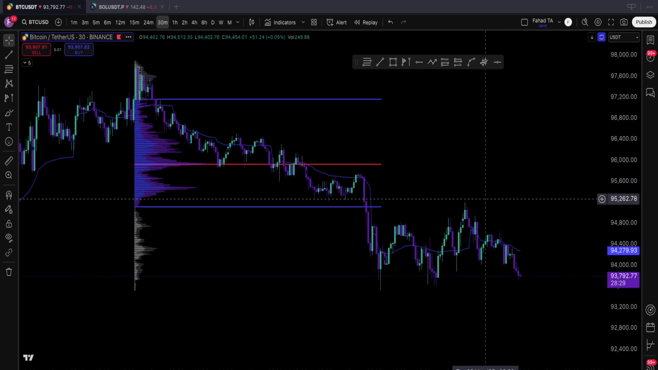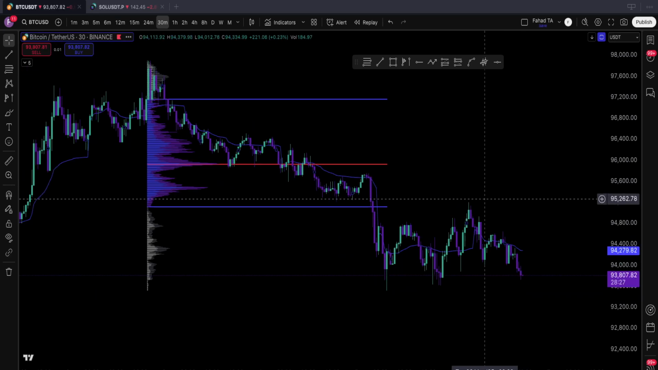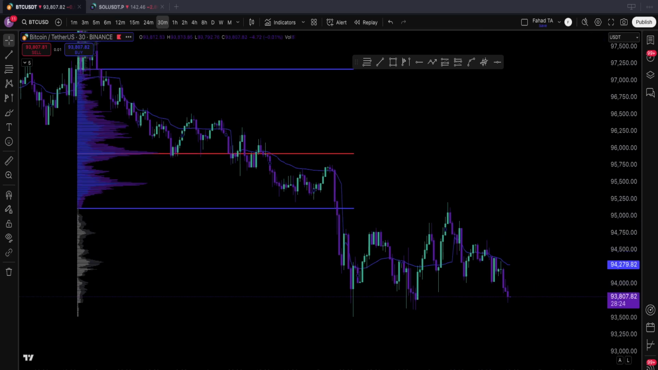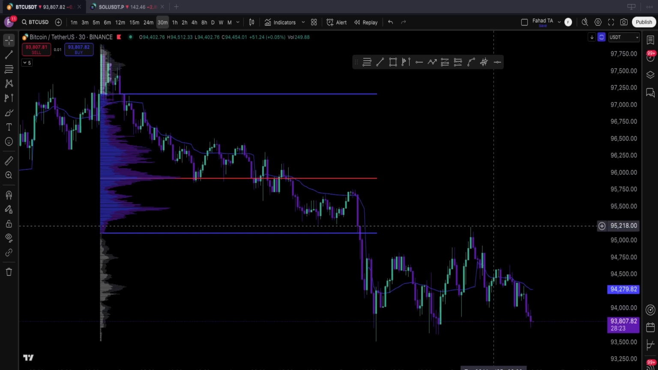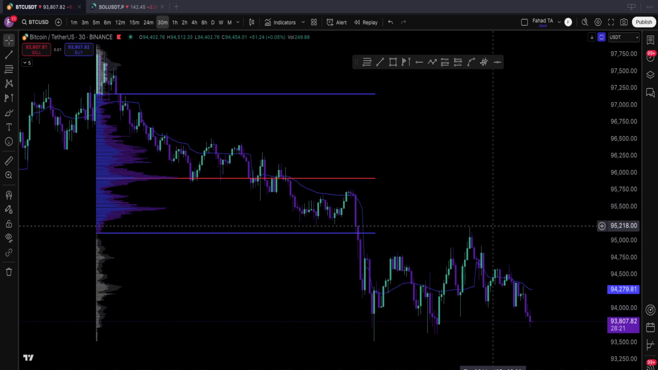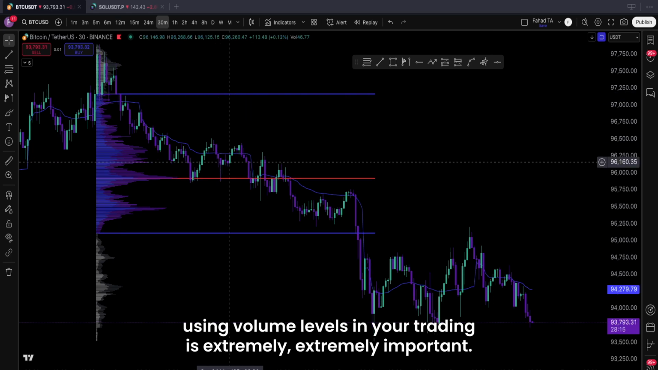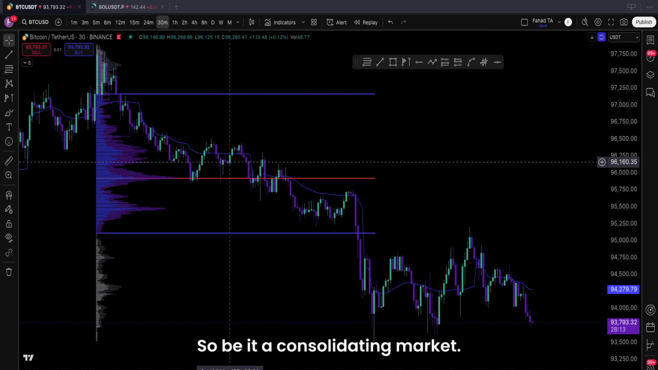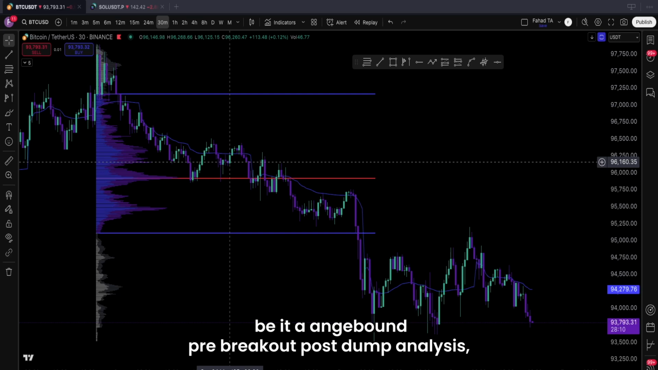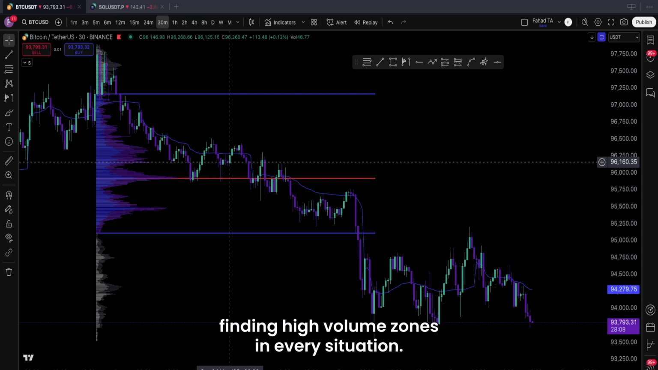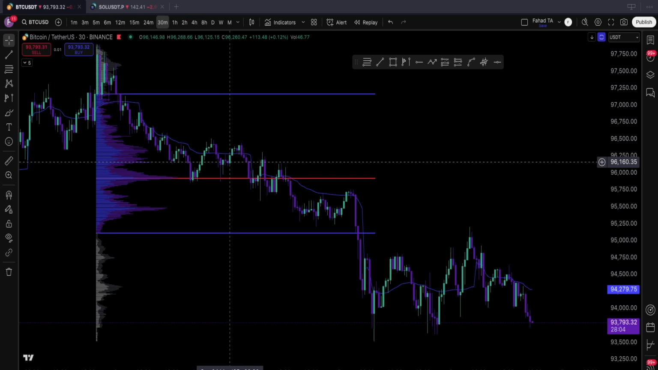And again, just so that all of you know, including volume levels is the most important thing in your trading strategy. No matter what kind of levels you mark, no matter what your entry or exits are, using volume levels in your trading is extremely important. Be it a consolidating market, a range bound market, pre-breakout, or post-dump analysis, finding high volume zones, in every situation this particular tool will help you.